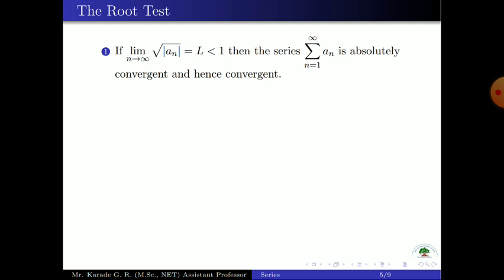The examples on the ratio test we will solve afterwards. Now we study the root test. The first statement is, if the limit n tends to infinity of the nth root of mod a_n is equal to L and that limit L is less than 1, then the series summation n equal to 1 to infinity a_n is absolutely convergent and hence convergent. So similar to the ratio test, the first statement of the root test is stated here.